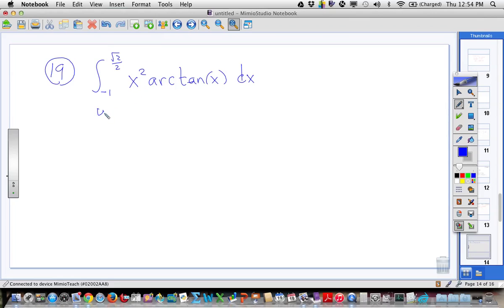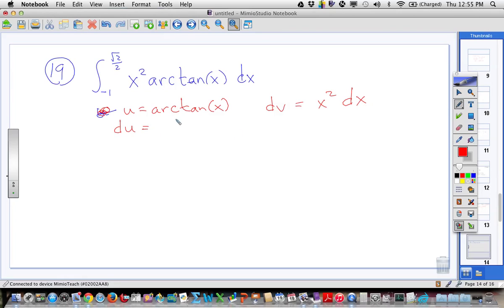Which one comes first for my u? Which one? LIATE? Inverse trig. I is before the A, right? So it should be arctangent that we want to pick for the u. Well, we have to, because we can't do the antiderivative of arctangent. We don't have a rule for that. So it's got to be this right here. We know the derivative of arctangent. We don't know the antiderivative of arctangent. Okay, so u would be arctangent.